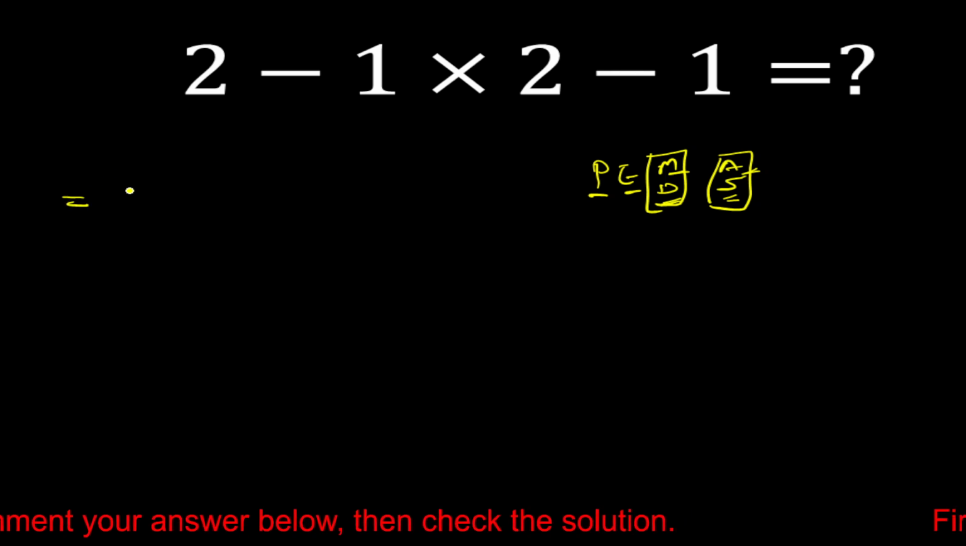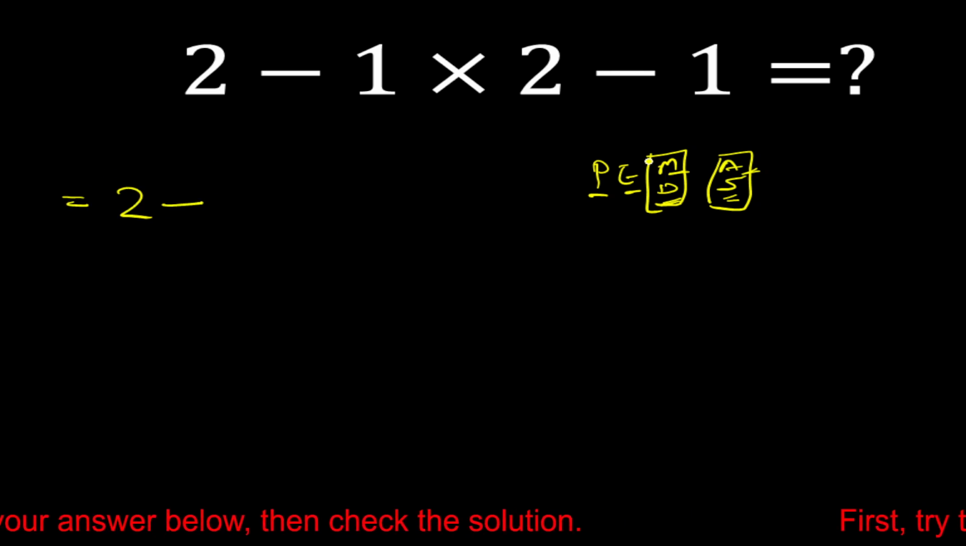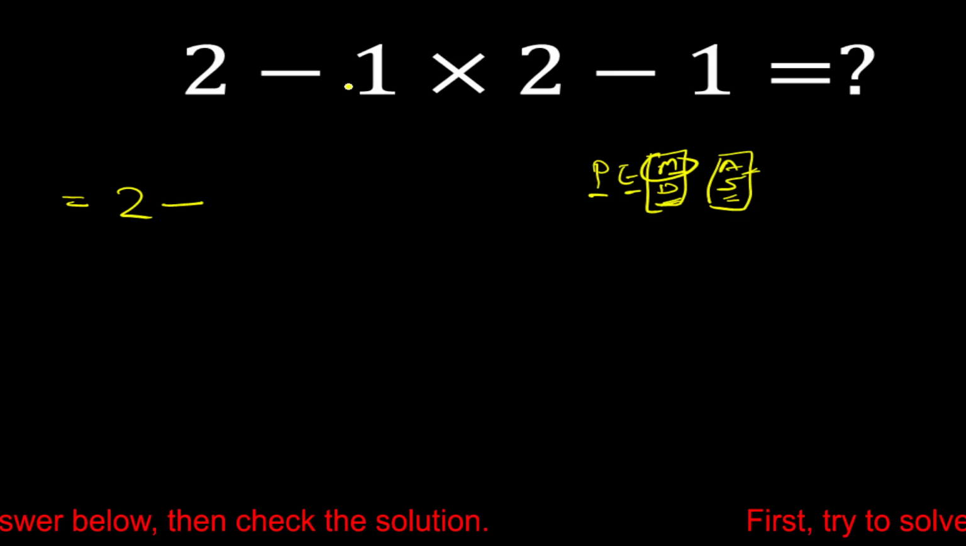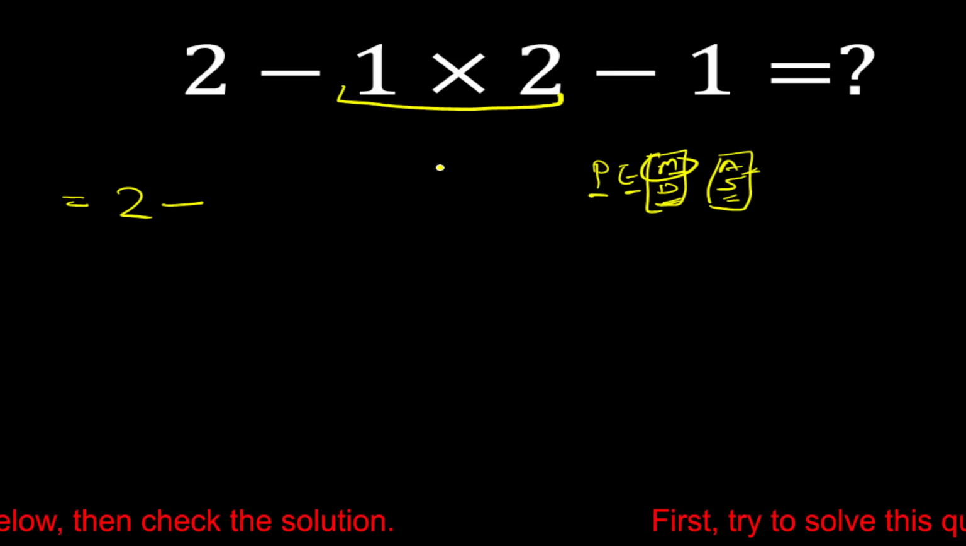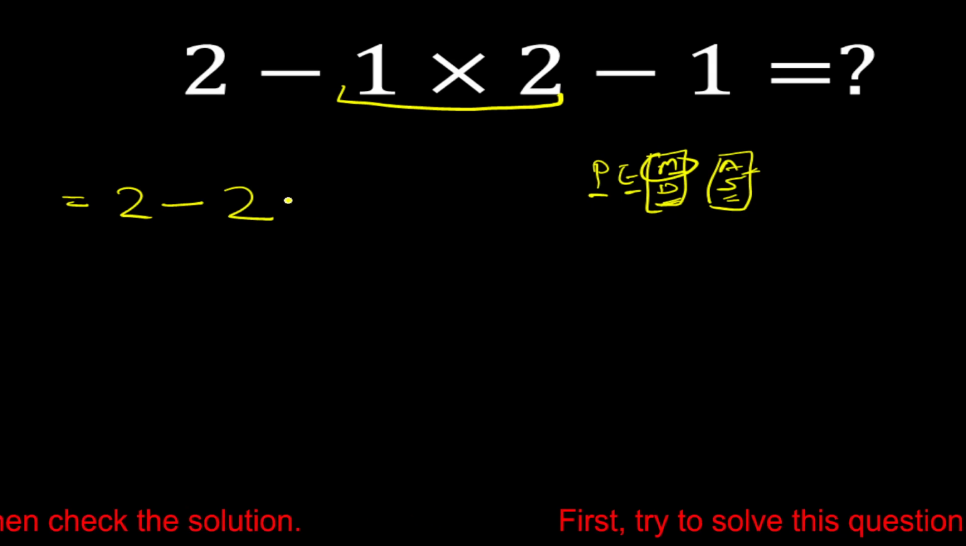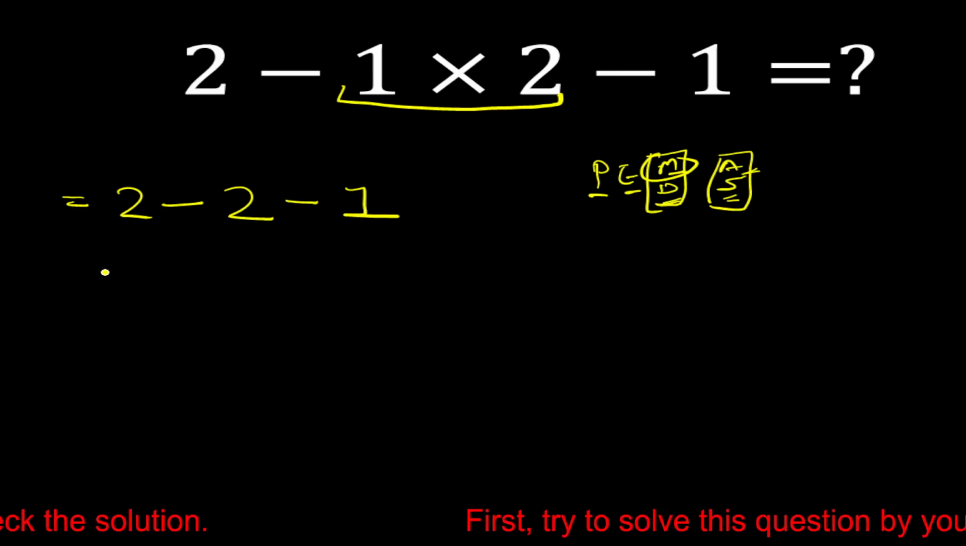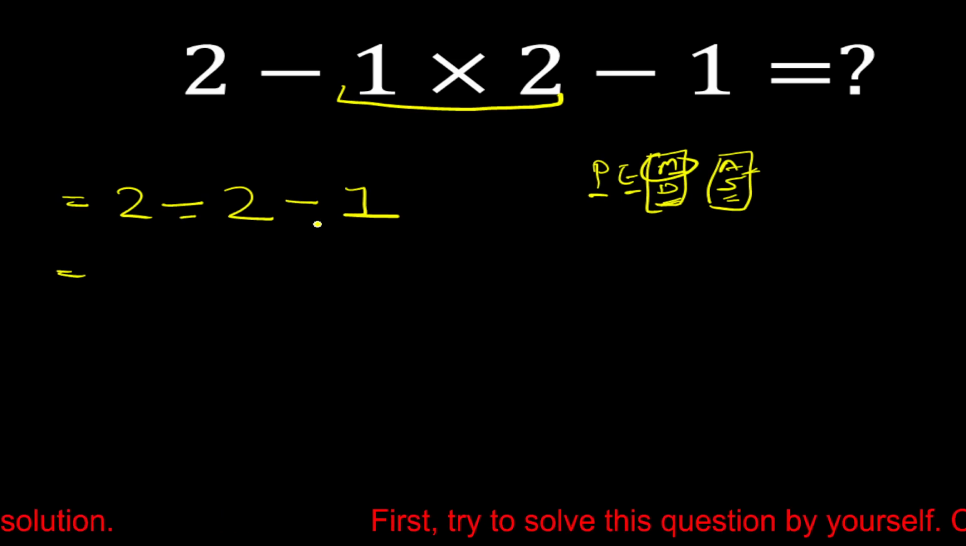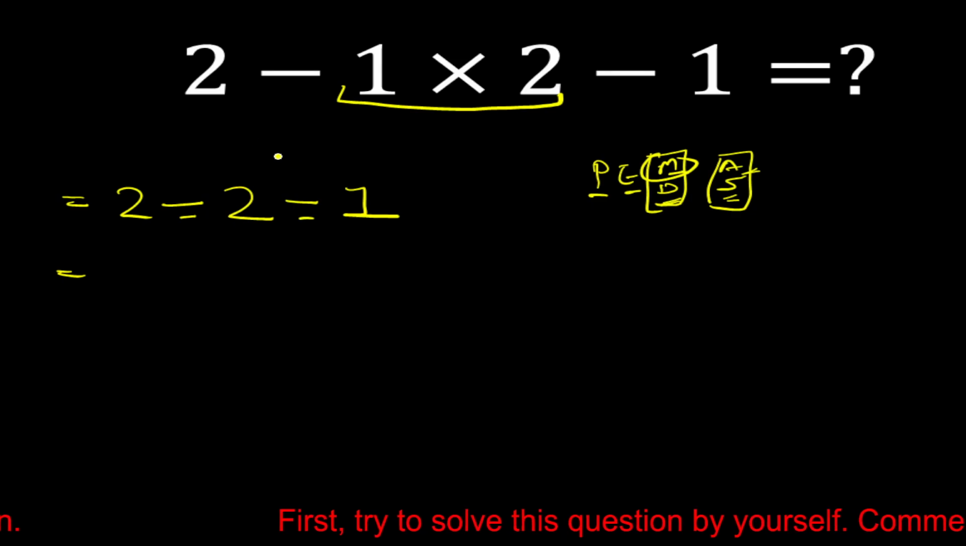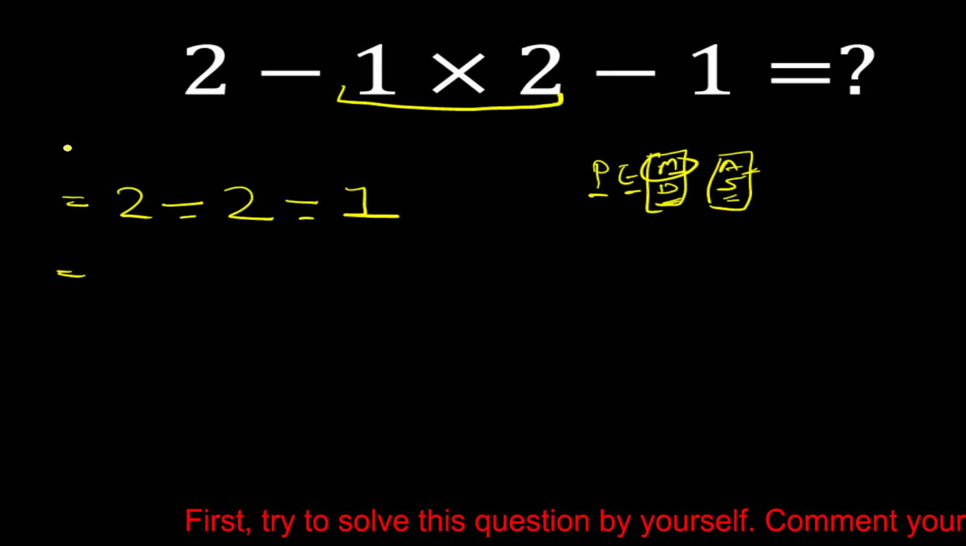It is equal to 2 minus 1 multiplied by 2 minus 1. The first priority in this question is multiplication. So 1 multiplied by 2 is equal to 2 minus 1. Now here is one subtraction and here is one subtraction. Both have equal priority, therefore we have to solve it from left to right.